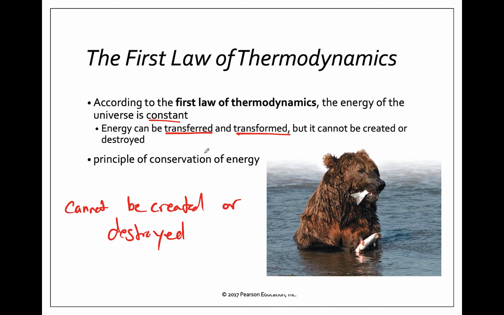And we can transform it into one type of energy or another. So we can take light energy from the sun, and then plants can transform that into chemical energy in the form of glucose. This is called the principle of the conservation of energy. So the amount of energy that goes into a system is exactly equal to the amount of energy that comes out of a system. It just may look different and it might be in a different form, but it's the same amount.